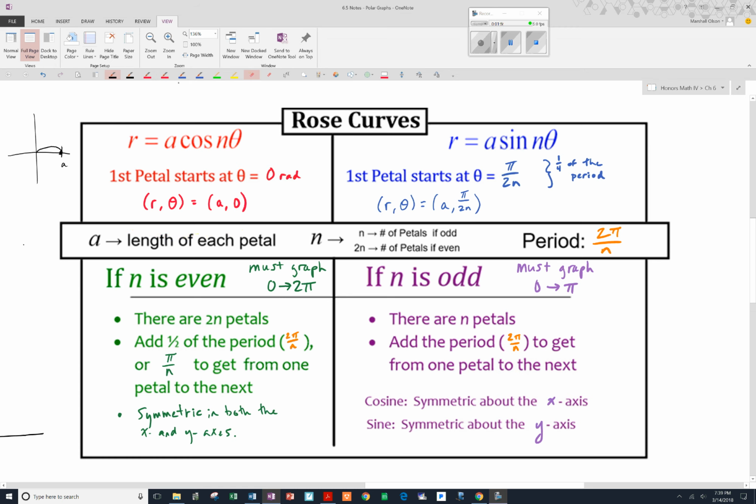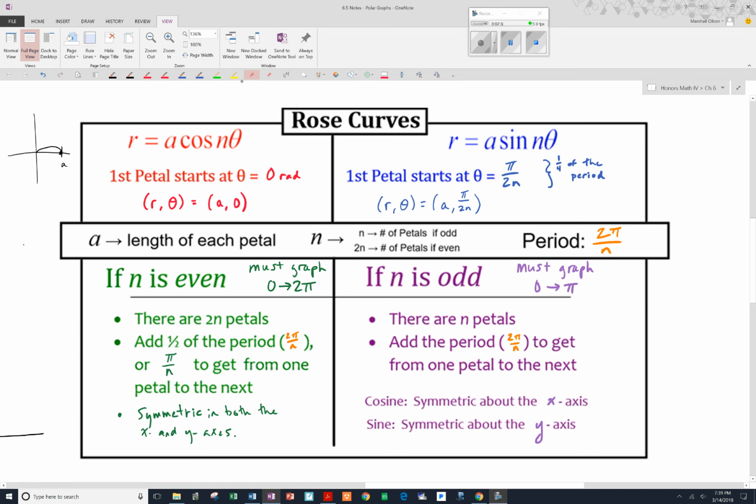If it is a sine graph, like I said, the theta starts at 0, but the first petal tip is going to be found out here at a fourth of the period. Well, that would be pi over 2n then. So that's where that's coming from. It's a fourth of the period. So it's not really where the graph starts. The graph starts at 0, but the first petal tip is going to be out at pi over 2n. And that's the angle, and obviously it'll be a units away from the pole.